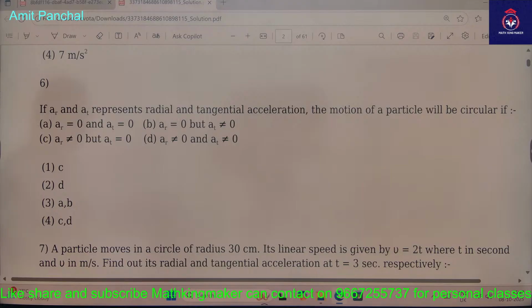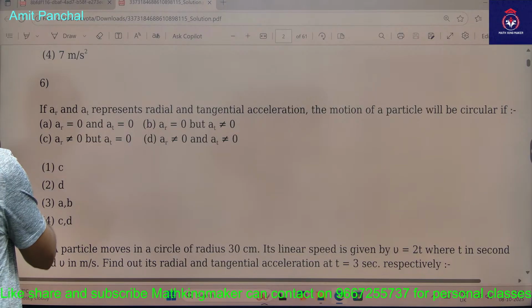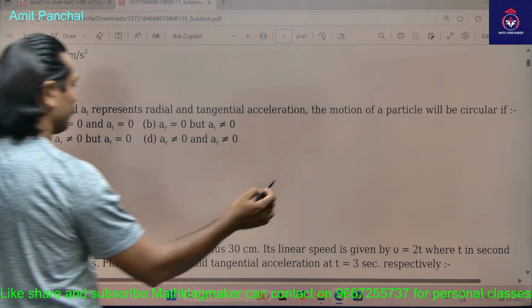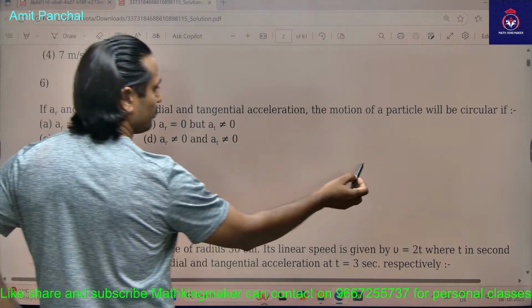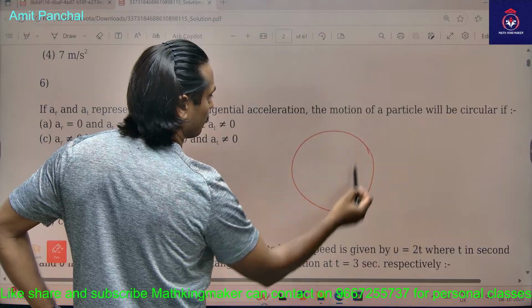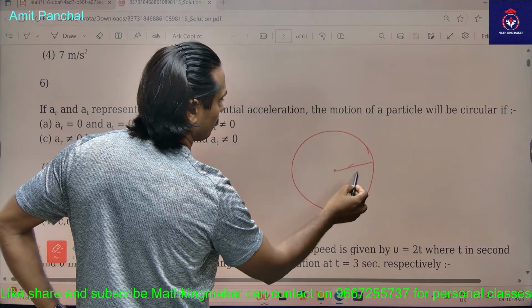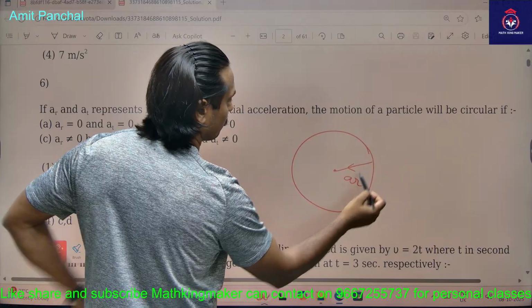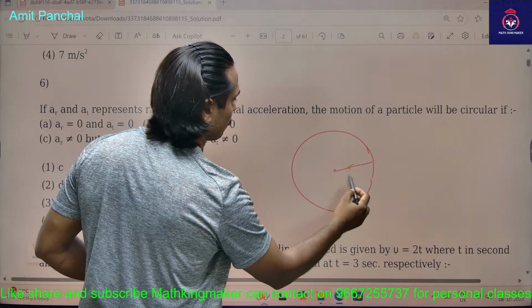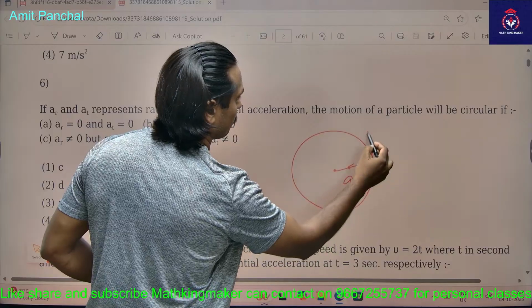Are you understanding it or not? Okay, so what will be the answer? The answer for this will be here. One second, almost done. There are radial and tangential acceleration. None of them should be equal to 0. That's what I understand.